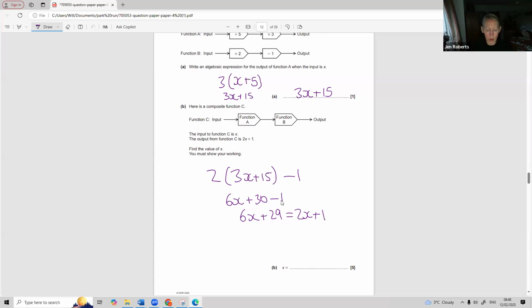Then I've got an equation to solve. Balance your x's out first, subtract 2x from both sides. Subtract 29 from both sides. Divide both sides by 4. X is minus 7.